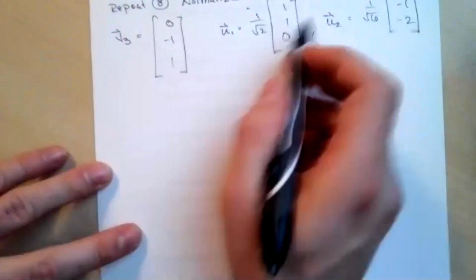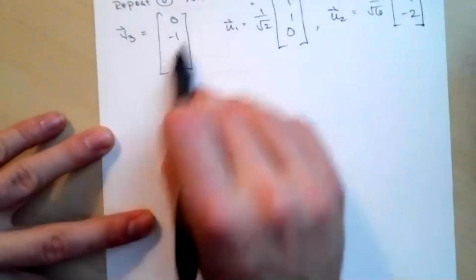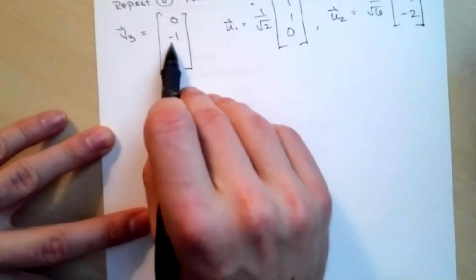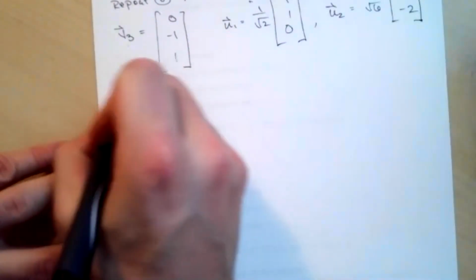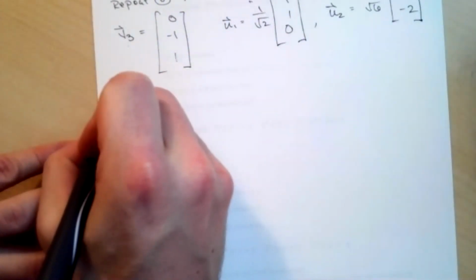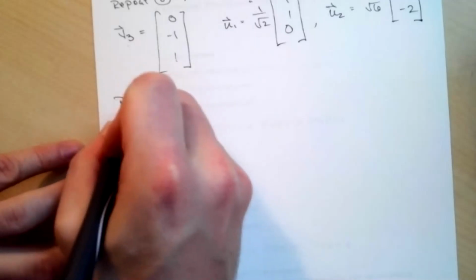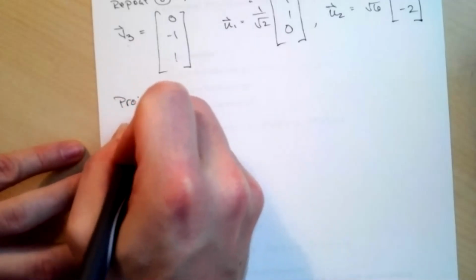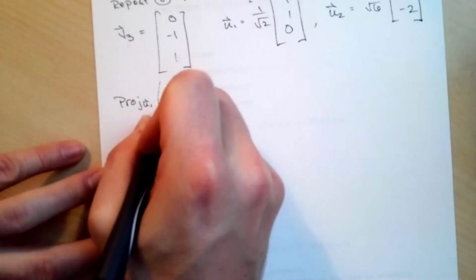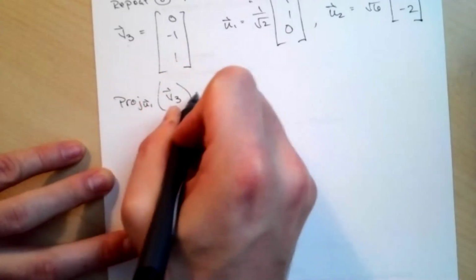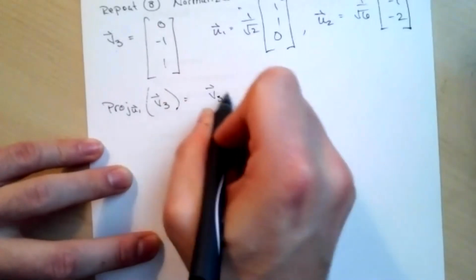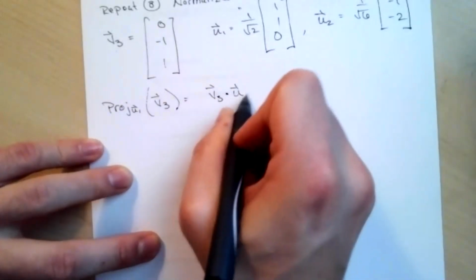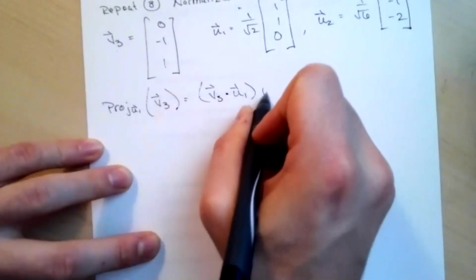So we're going to pick V3 and U1. We want to subtract off the parallel component from V3, and so only get the orthogonal component of V3 from U1. So we'll get the projection onto U1 of V3, which is going to be V3 dot U1 in the direction of U1.